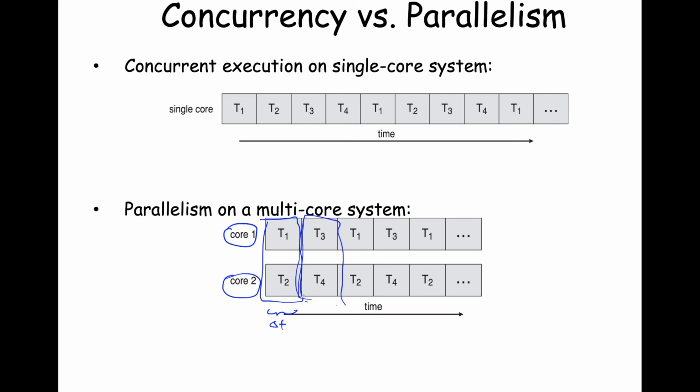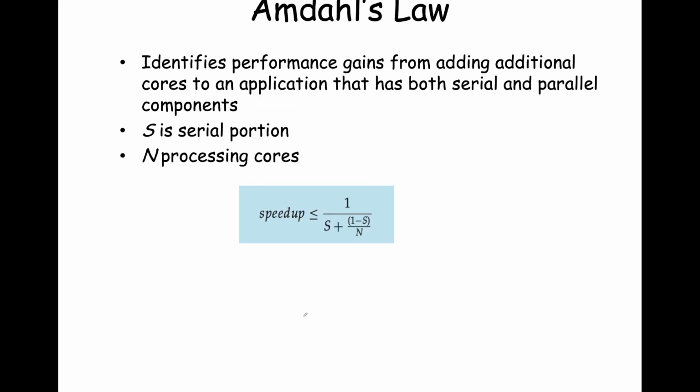So this parallelism on a multi-core system, this physical execution at the same time, versus concurrency with a single core, they are making progress together in time, but they give the illusion, but they're not actually physically executing at the same time. All right, and so Amdahl's law is a proportion that talks about the type of performance gains you can get by parallelizing your program.